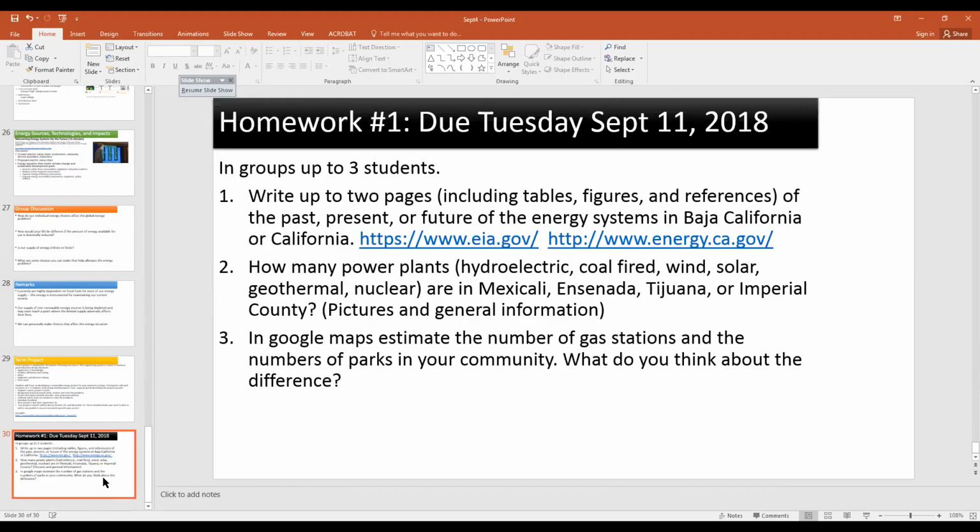Okay, on number 2, I want you to check how many power plants, hydroelectric, coal, wind, solar, geothermal, or nuclear, are in Mexicali, Ensenada, Tijuana, or Imperial County. You choose the city or region that you want to work with. I just want pictures and general information. And number 3, in Google Maps, estimate the number of gas stations and the number of parks in your community. What do you think about the difference between gas stations and parks, green vegetation, CO2 removal, those kinds of things.